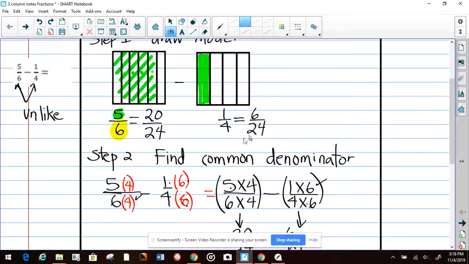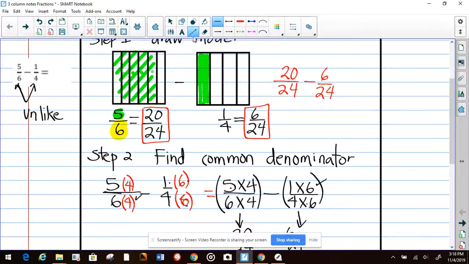So now we're going to use the equivalent fractions to do the subtraction. 20/24 minus 6/24. Okay, now, here's where things get a little dicey. We're going to create a model that has to represent this fraction, 20/24. How do we do that?